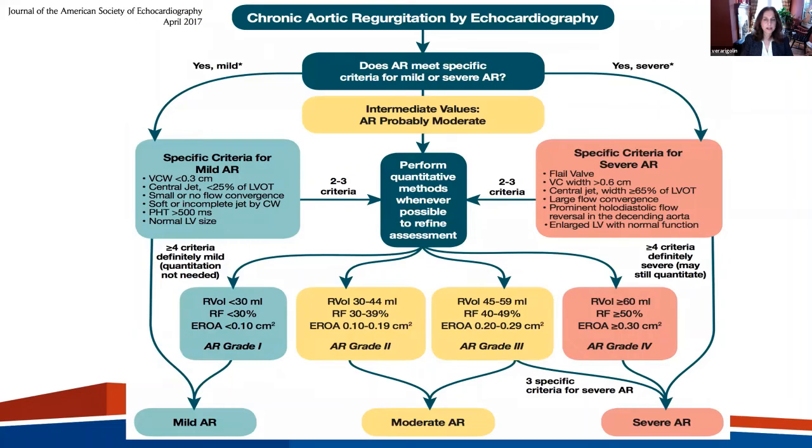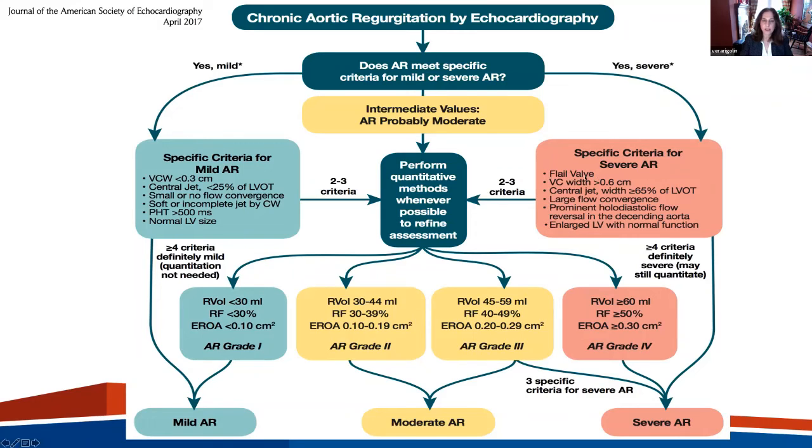Here's a very nice diagram that's in the guidelines for native valve regurgitation assessment. It was published in 2017 by the ASE, giving an algorithm recommending how to put all of these parameters together in your assessment of aortic regurgitation severity. So the first question to ask yourself is, does AR meet specific criteria for mild or severe? So if we go yes, severe, we're going to first look at these parameters.